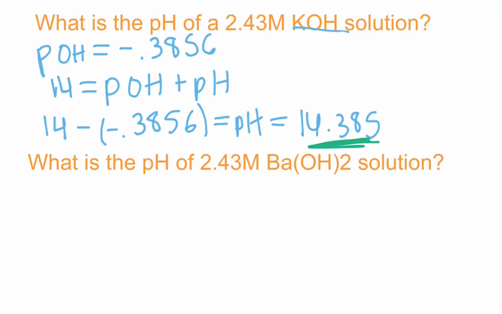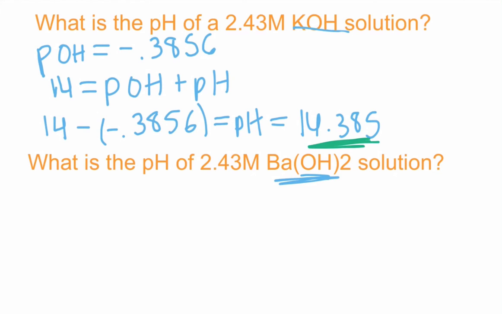So for this problem, what is the pH of a 2.43 molar Ba(OH)2 solution? We remember this is a strong base. It's going to completely dissociate, except because it's OH twice, it means that we have double the moles. For every Ba2+ cation we have, we have 2 moles of that hydroxide ion.